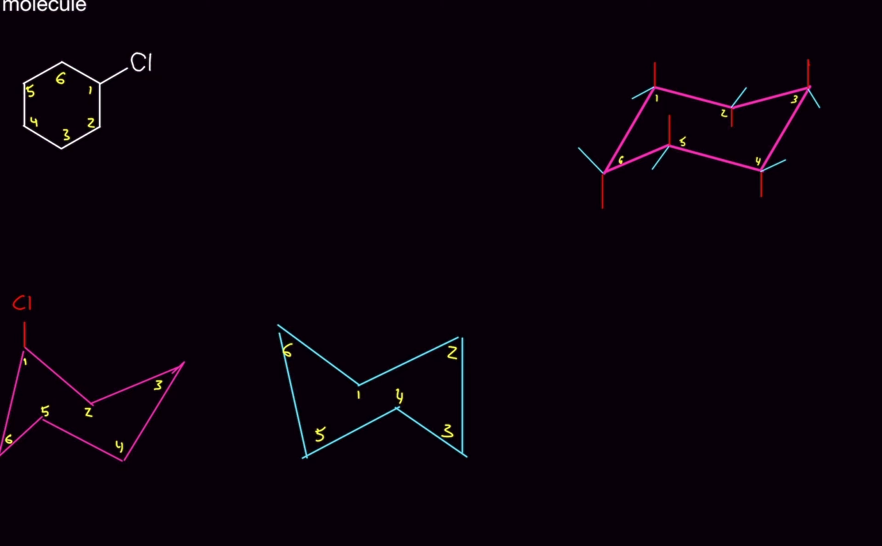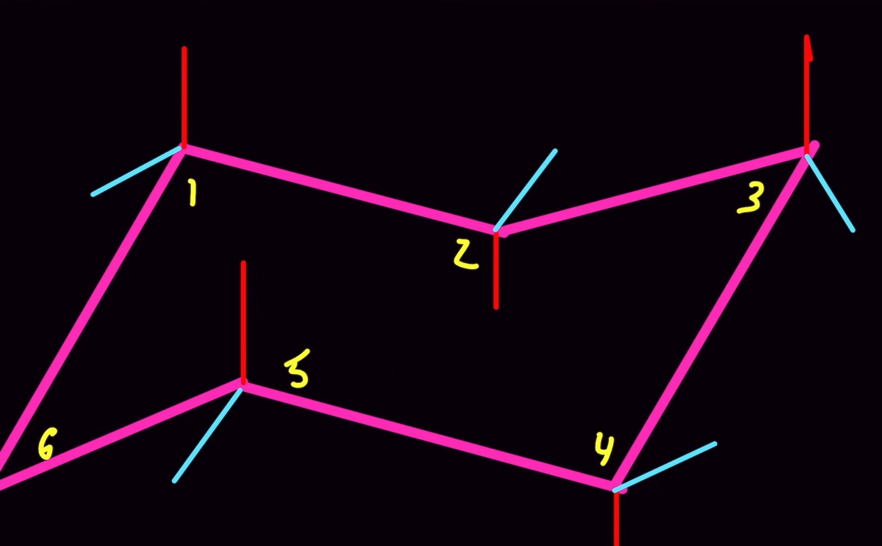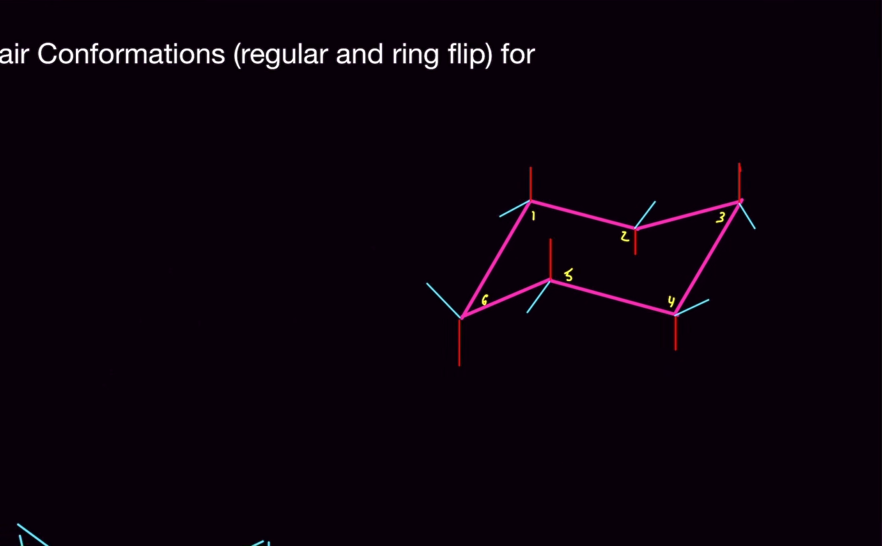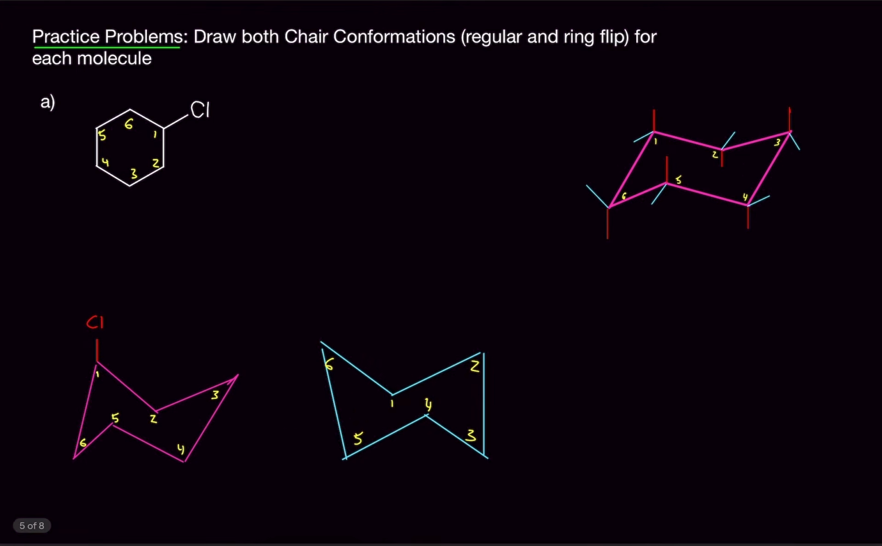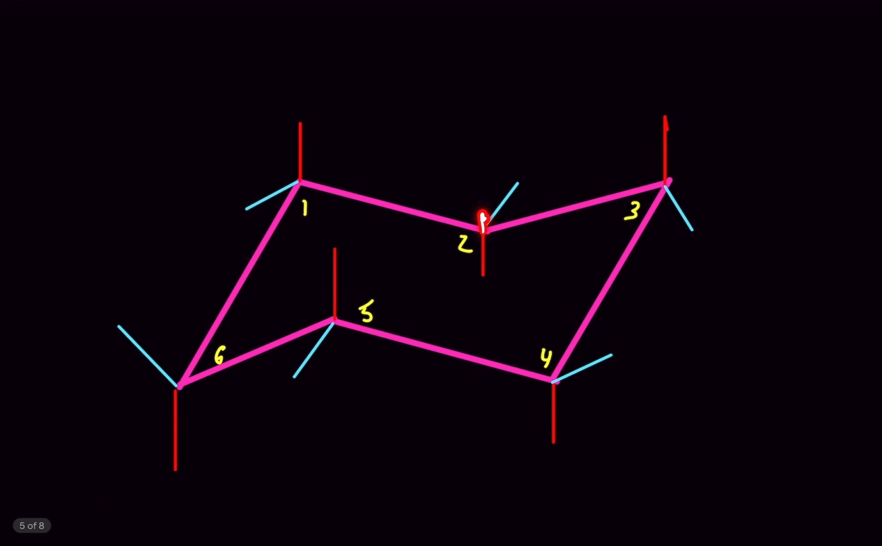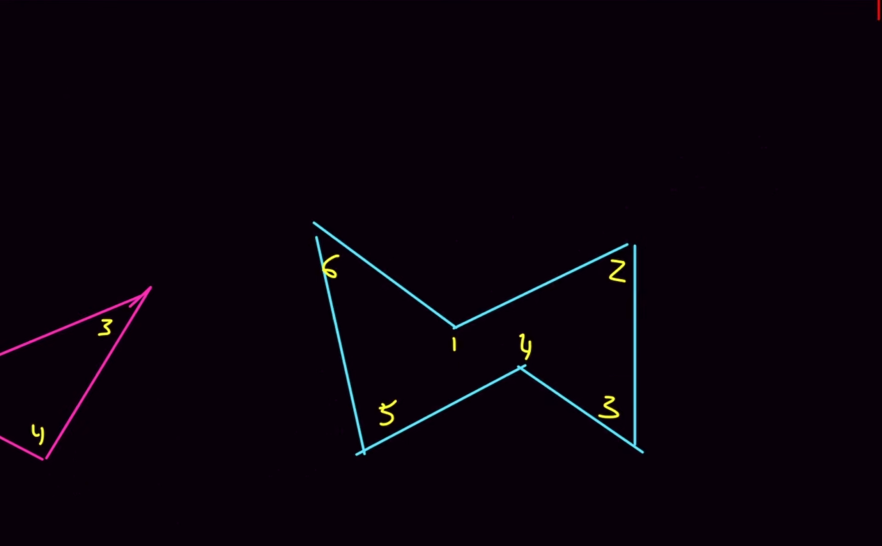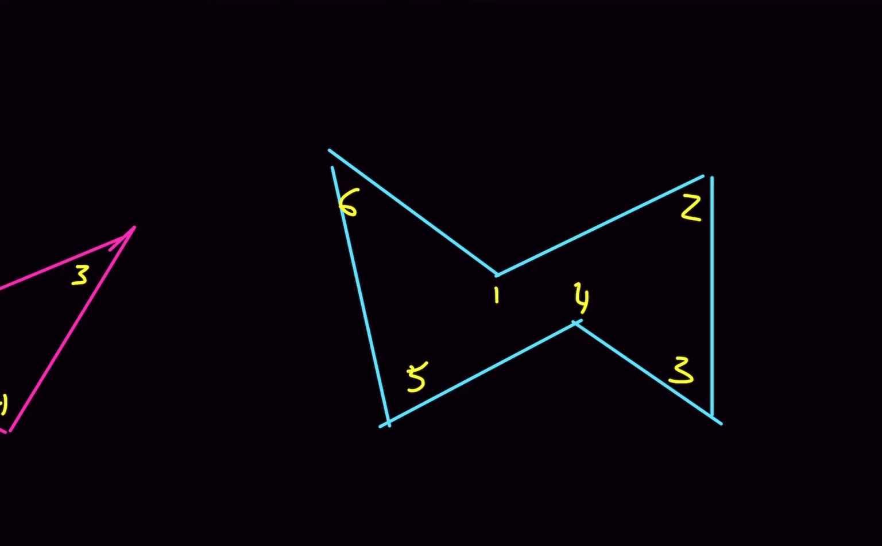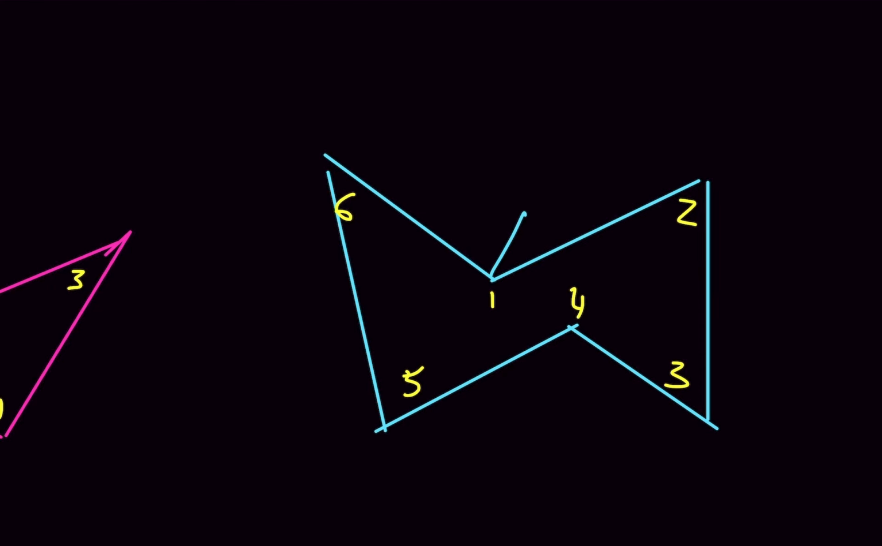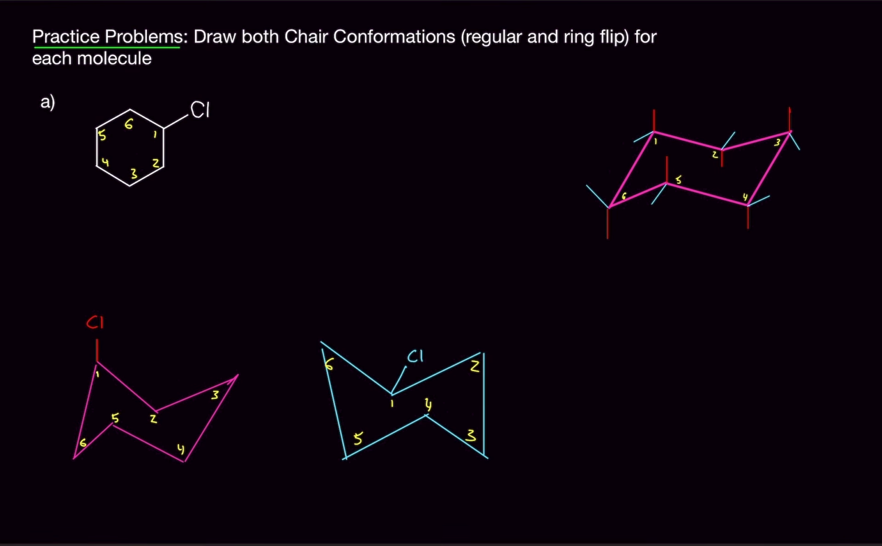Now, let's look here. We are in this position right here. Even though this is labeled 1, 2, 3, 4, 5, 6, right? We're in this position, right? We're in this position. So the equatorial position is pointing up and to the right. So that's where we're going to draw the chlorine. Like this. Ta-da! Like that. And that is the answer for letter A.